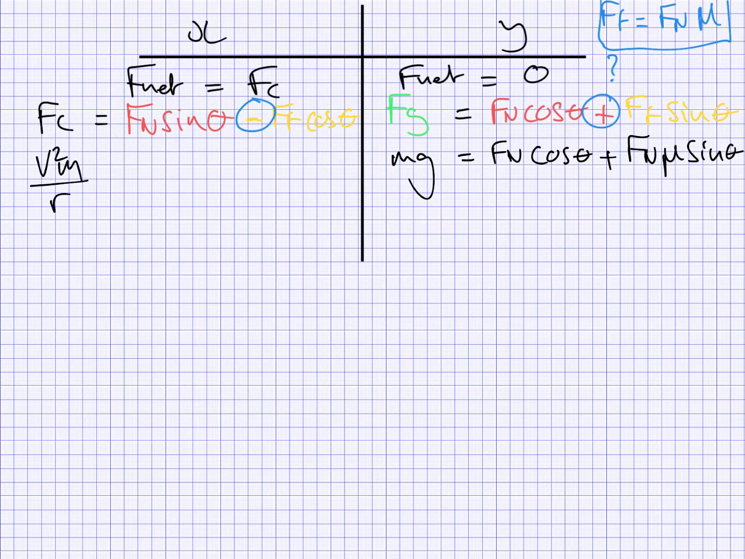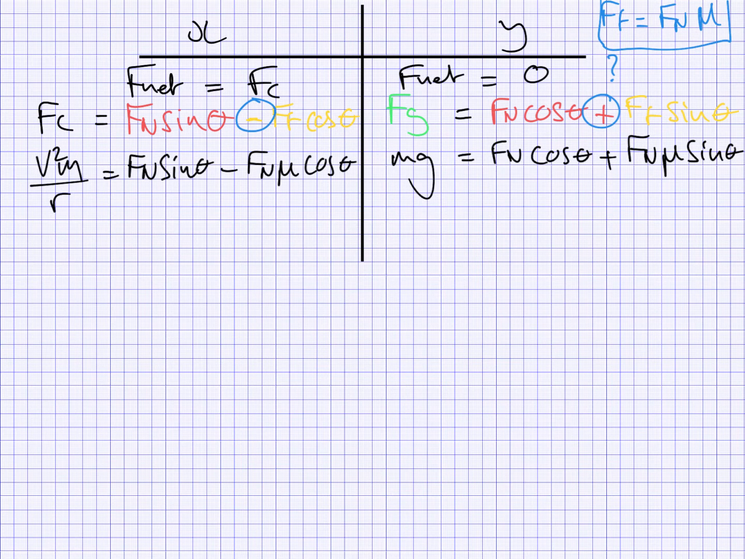Of course, I could have equally turned this into 4 pi squared r m over T squared. They are both the same thing. I would just argue that it's more common to have a speed equation in these types of questions. So I'm going with that for now. Of course, we've got Fn sine theta, and then I'm going to do the same thing here. I'm going to turn the force of friction into Fn mu cosine theta.